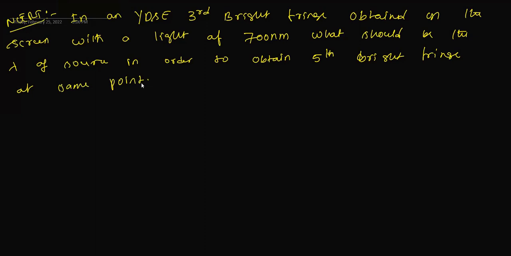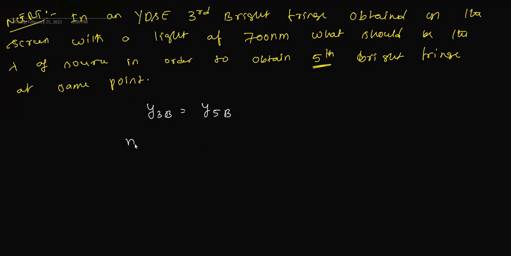We need to change the wavelength such that on the place of the third bright fringe, we get the fifth bright fringe. That is what they're asking in the question. Why do we need to get the fifth bright fringe instead of the third? By changing what? The wavelength. So if you observe the bright fringe formula, what are we having?